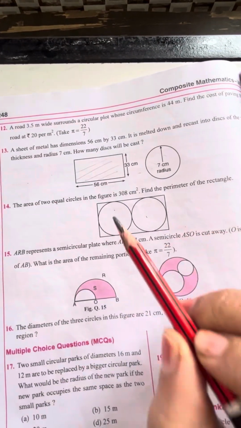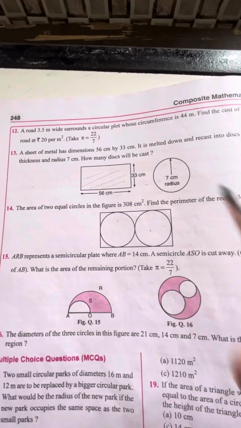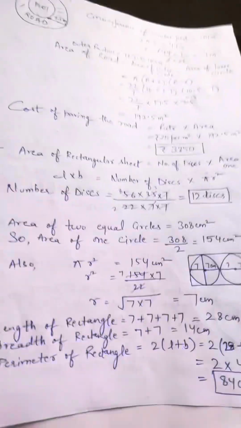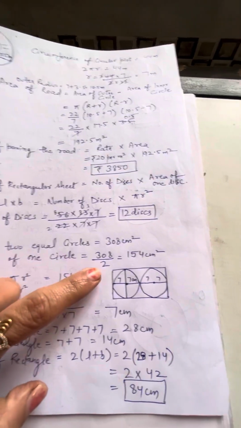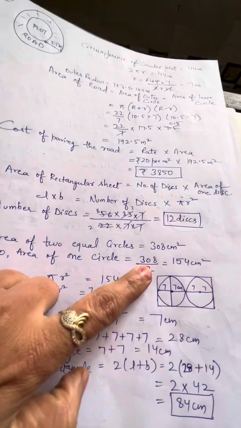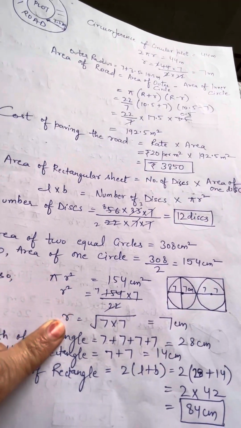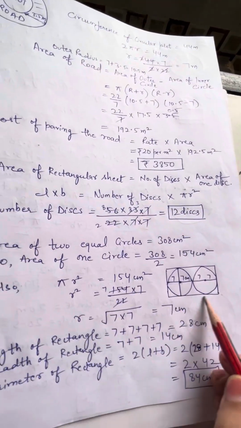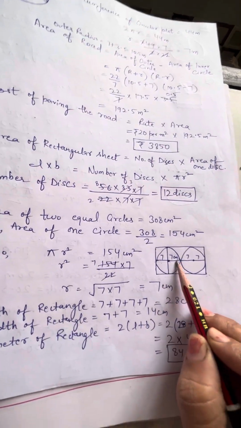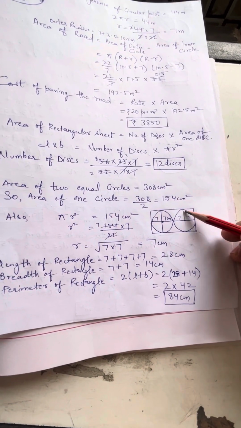Question number 14. Two equal circles, you have to find the perimeter of this shape. So from question number 14, the area of two circles is 308. For finding the area of one circle, we divide by 2. Okay, now to find the radius of this, put 154 equal to pi r square. You will get your radius. If this one is 7, so for the total length of this rectangle, 7 plus 7, 7 and 7, you will get the length of the rectangle 28. For the breadth, 7 plus 7, so that is 14.